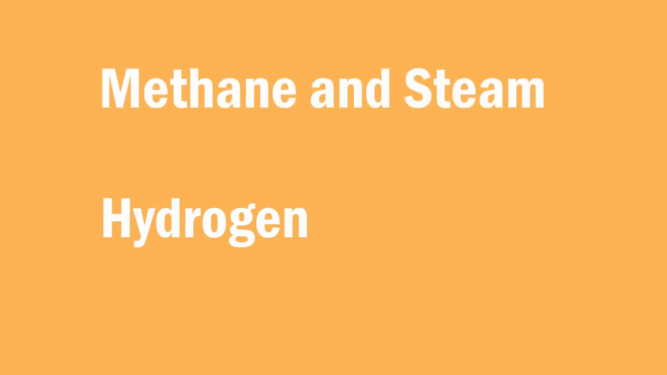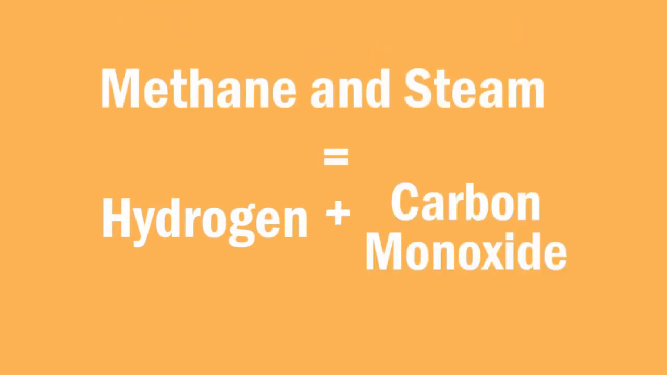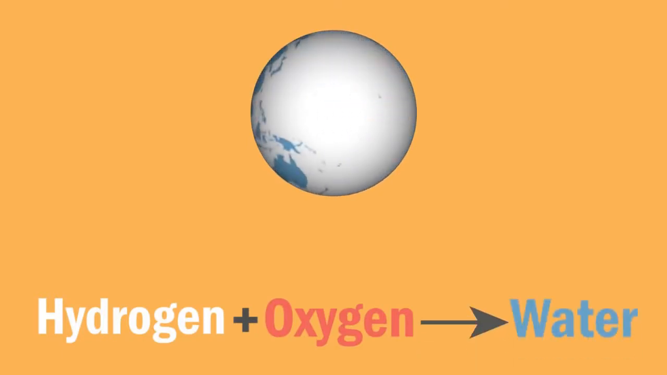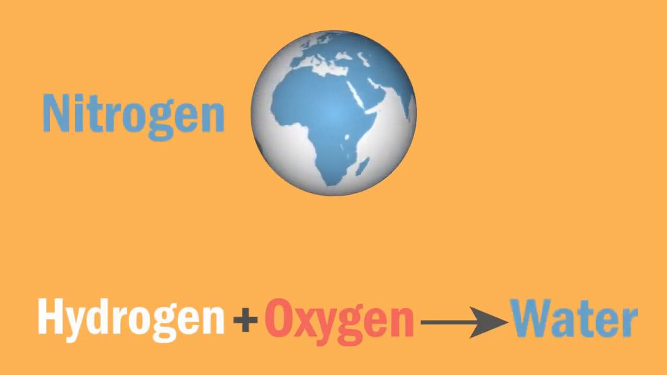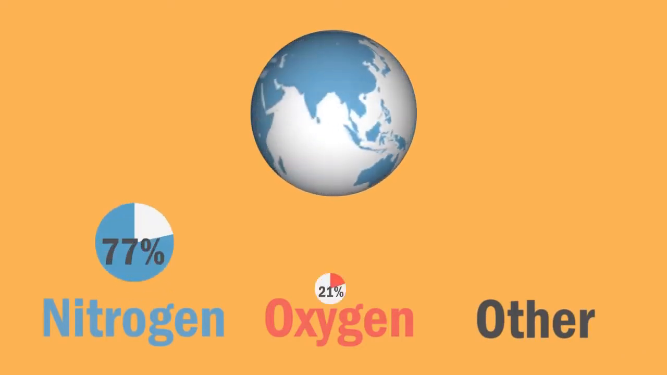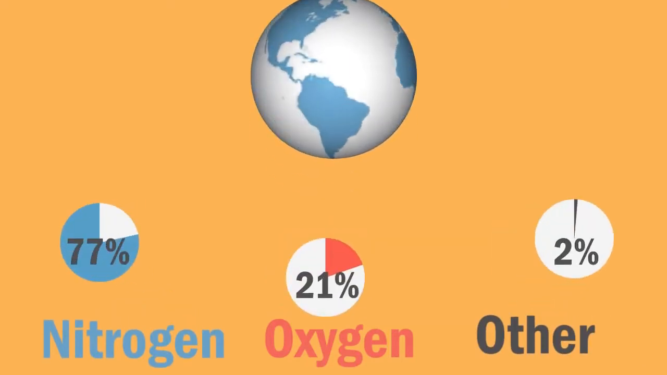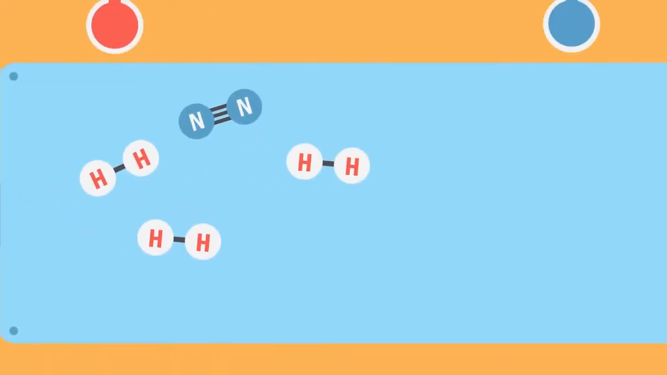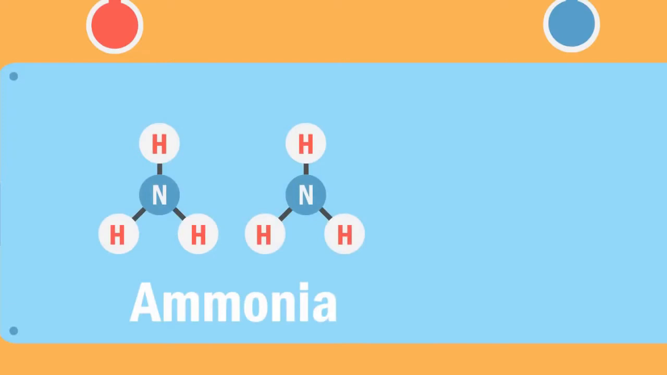Hydrogen is obtained from the reaction of methane and steam, producing carbon monoxide as a byproduct. The hydrogen produced from this reaction also reacts with oxygen from air, producing water and leaving nitrogen behind. Recall that air is 77% nitrogen. These gases are then compressed and delivered to the reactor, where ammonia is produced.